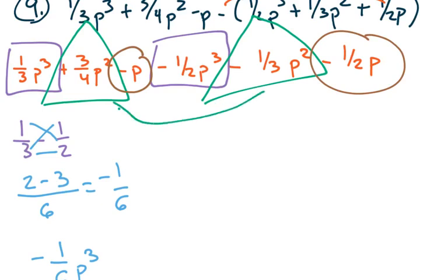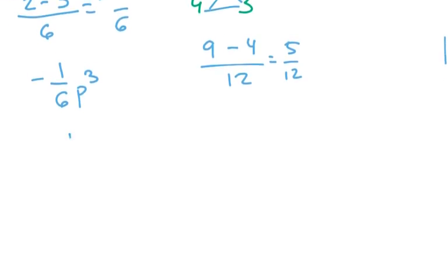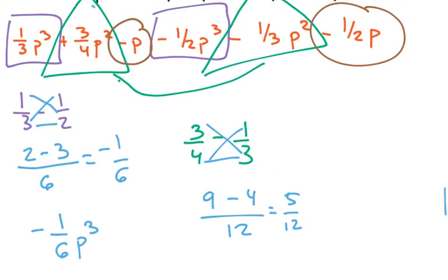With the green, we're going to have 3/4 minus 1/3. This is another opportunity to apply the Xmin rule. So this is going to give me 9 minus 4 over 12. Which will reduce to 5 over 12. I'm just going to bring all of this down. So this is negative 1/6 p cubed. We now have plus 5/12 p squared.